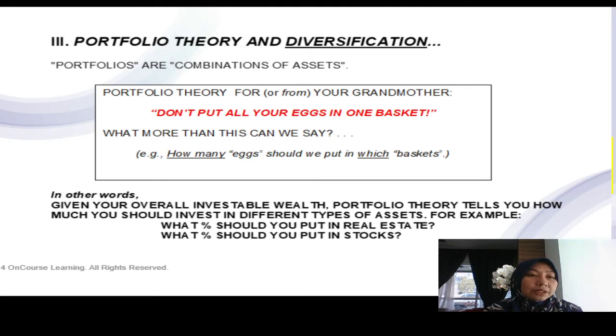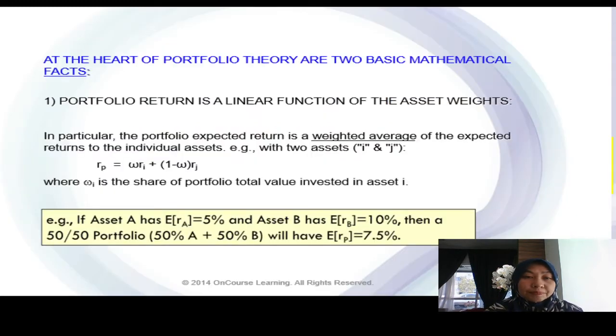In other words, given your overall investable wealth, portfolio theory tells you how much you should invest in different types of asset. For example, what percentage should you put in real estate? What percentage should you put in a stock, in a bond, or in a fixed deposit, for example? These are what portfolio theory is about.